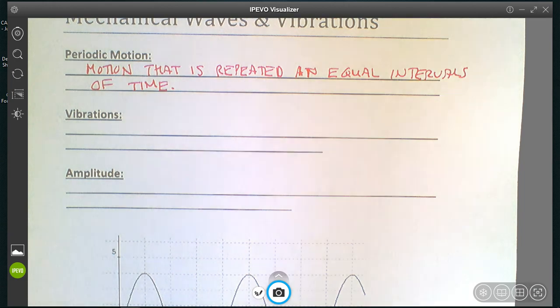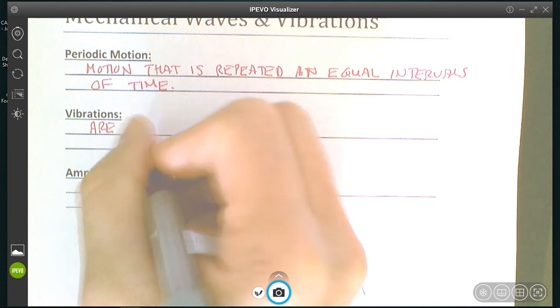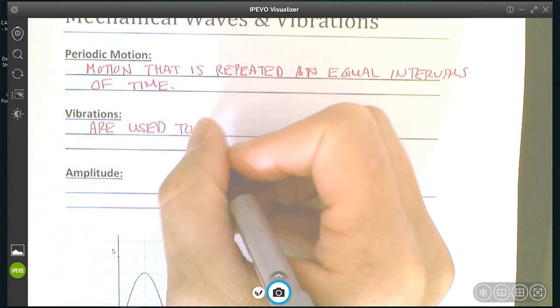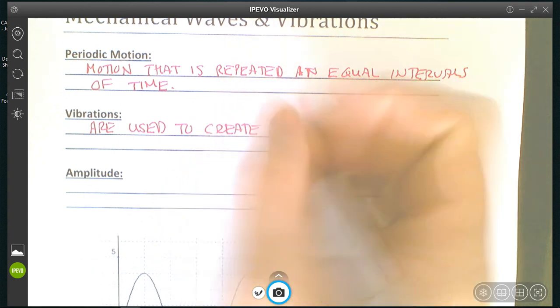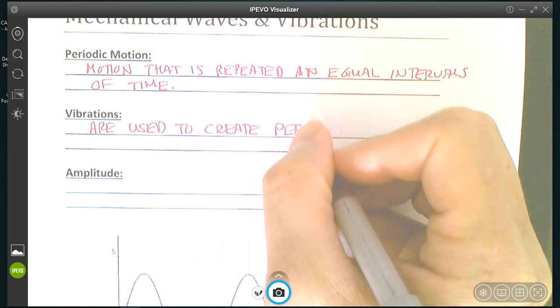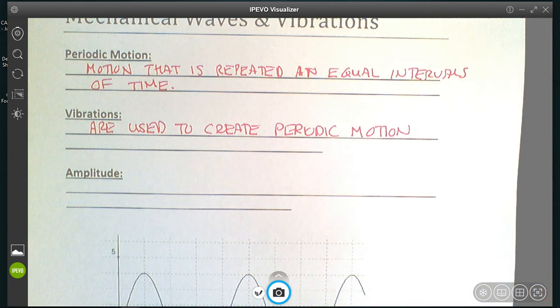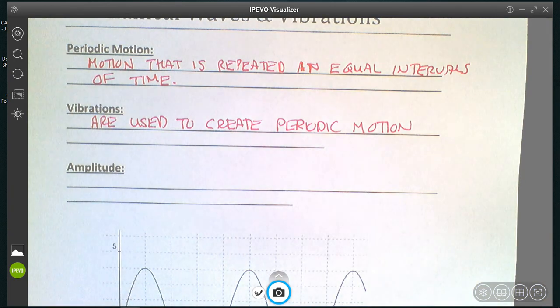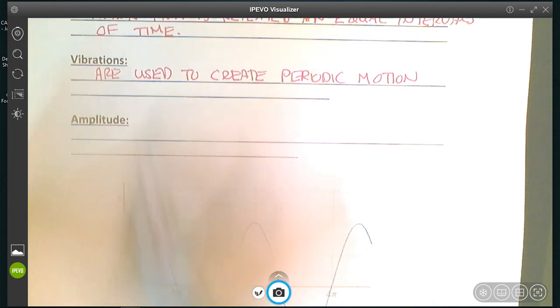So what are vibrations? Vibrations are used to create periodic motion. Vibrations can also be periodic in nature. So if you have a periodic vibration, you can cause a material medium to vibrate with that same specific frequency. Okay. The key thing here is really what periodic motion is.